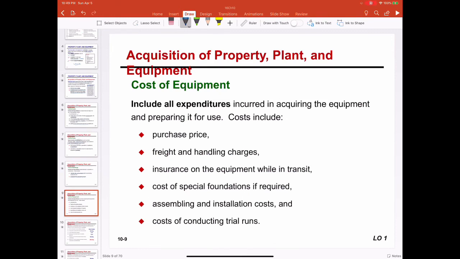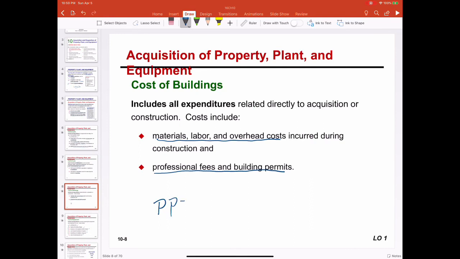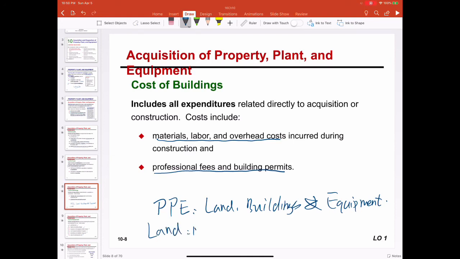Cost of equipment includes all the expenditures, not only the purchase price, but any other expenditures to prepare it for use. Property, plant, and equipment in general includes land, buildings, and equipment. And land is not subject to depreciation. The reason is it has infinite life.